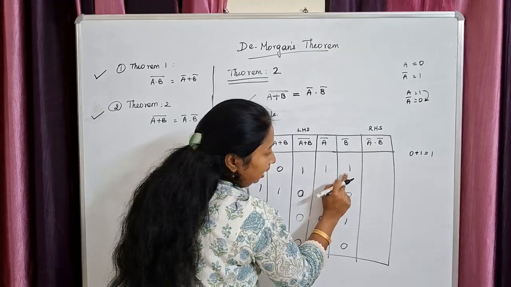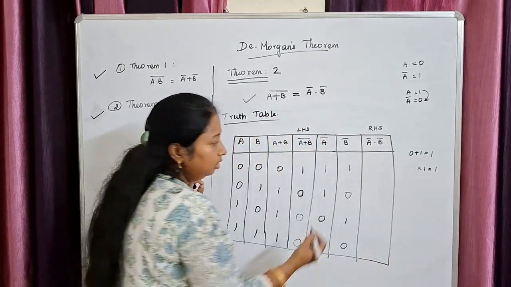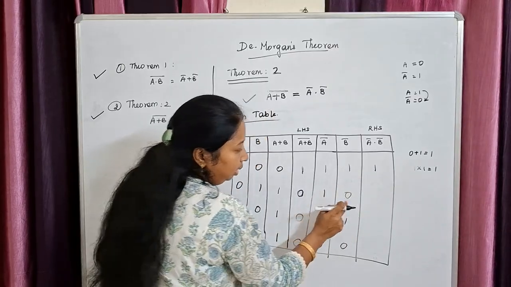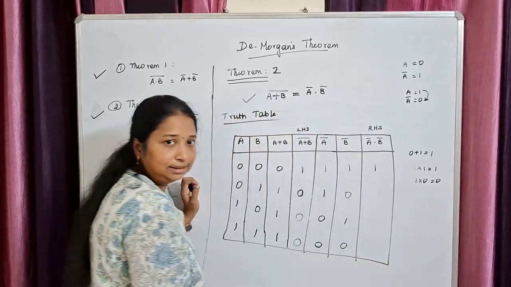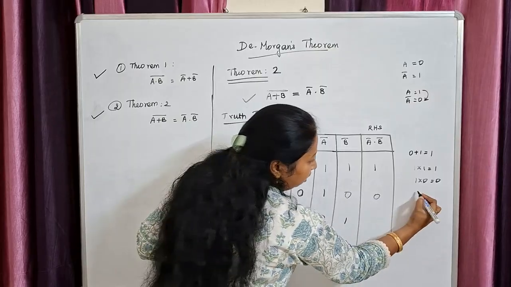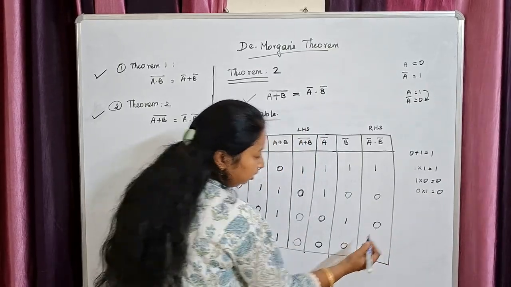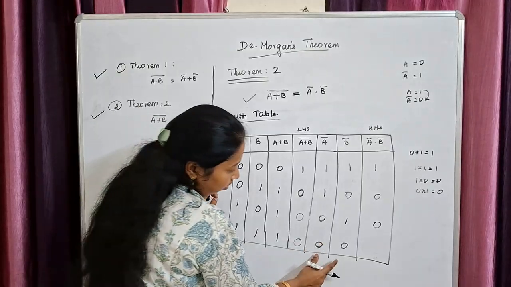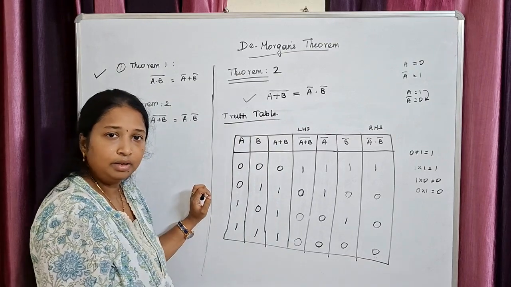Fine. 1 into 1 is what? It is 1. So 1 into 1 is 1. 1 into 0: anything multiplied by 0 is 0, so this will become 0. Here again 0 into 1 is what? Anything multiplied by 0 is 0, so again it is 0. Clear? Now 0 into 0 is again 0.